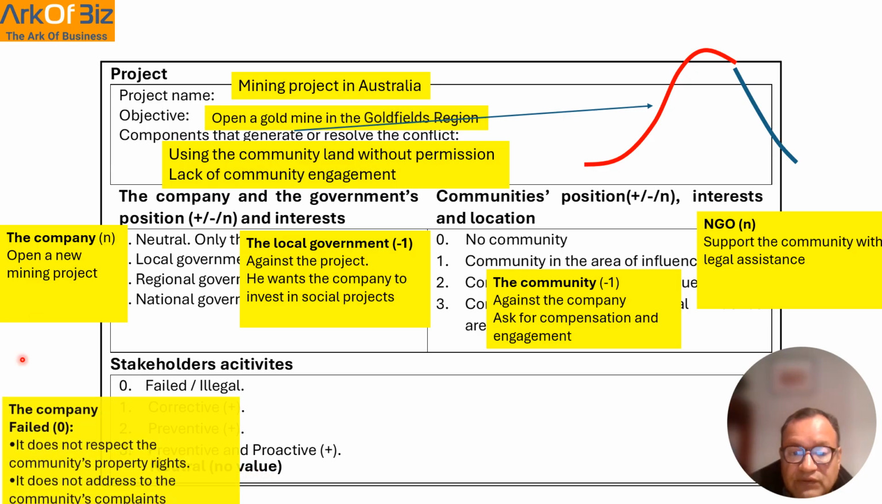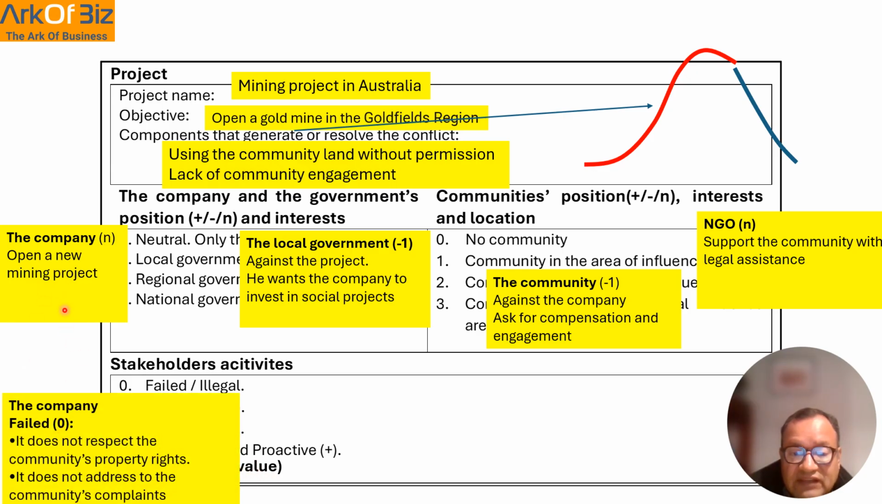So let's start with the company's activities. Remember that the company has performed failed activities because the company doesn't respect the community's property rights and the company doesn't address the community's complaints. So unfortunately, the company has failed performing these activities.